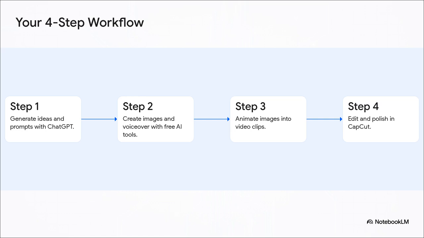So, to quickly recap, here is your entire workflow on one slide. 4 simple steps. You generate ideas with ChatGPT. You create your images and voiceover with free AI tools, you animate those images into little video clips, and finally, you edit and polish everything together in CapCut. That's it. That's the whole shebang.